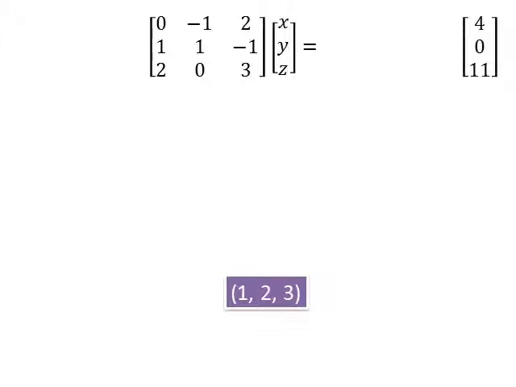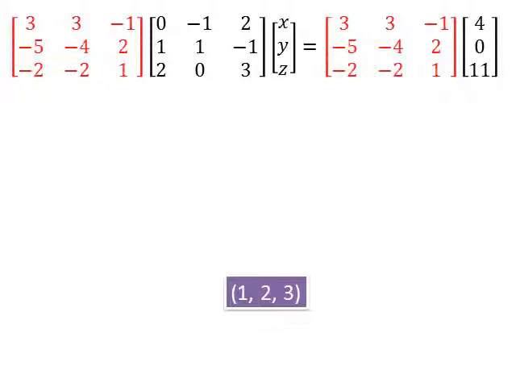The first thing I need to do is find the inverse of the coefficient matrix, which I do by putting it into a calculator and then finding the inverse. In this case, it's 3, 3, negative 1, negative 5, negative 4, 2, negative 2, negative 2, 1. And I'm going to multiply that by both sides of the equation. Now, by design, I know the left-hand side of the equation is going to give me the identity matrix, so I'm not even going to put that in the calculator. I know it's going to be the identity matrix.